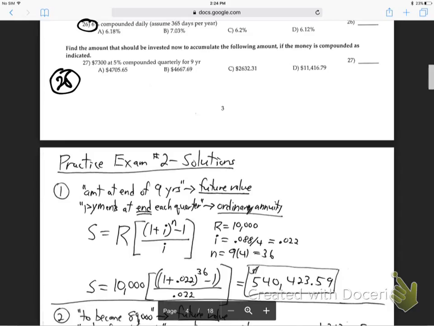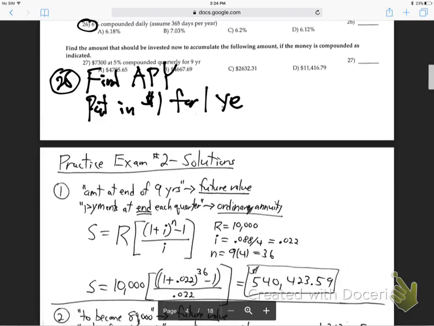I kind of erased it. Yeah, APY. How do you find annual percentage yield, or APR, or whatever they want to call it? Same as compound, subtract 1 at the end. Yeah, you put in $1 for 1 year. Are we all good with that? $1 for 1 year.